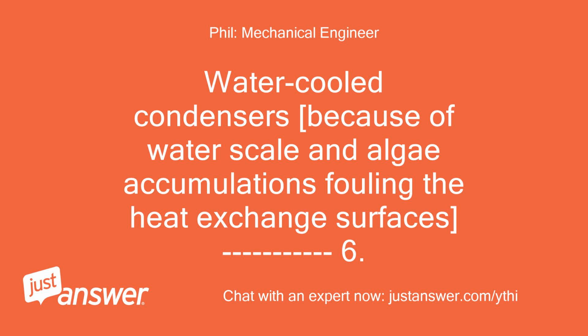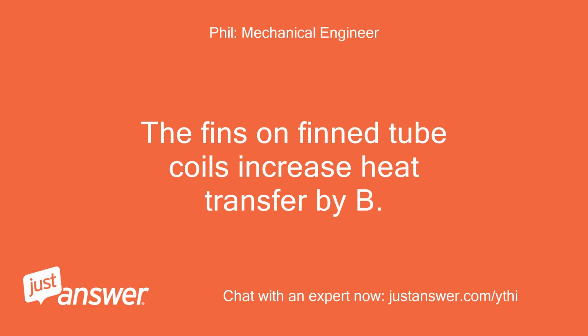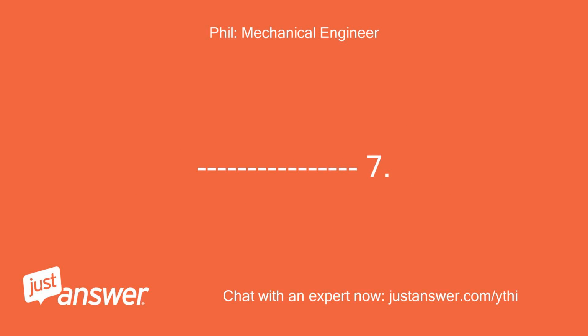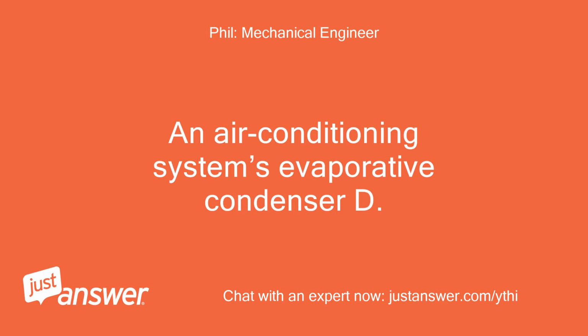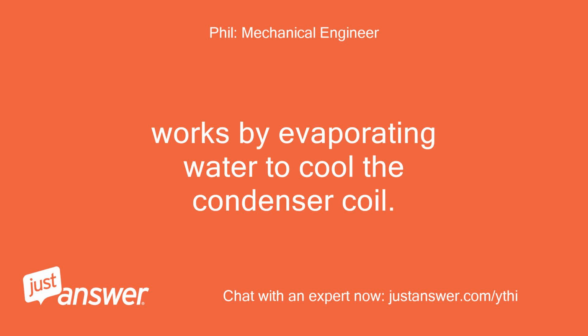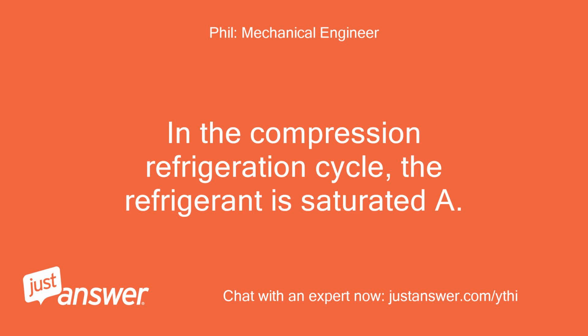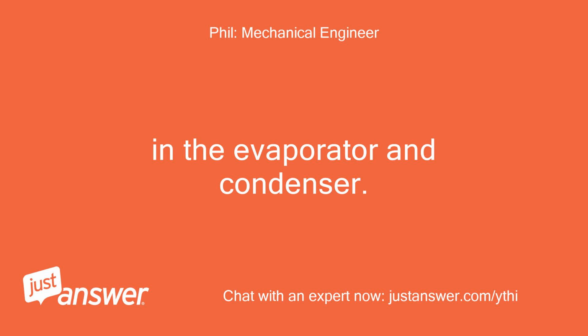6. The fins on fin tube coils increase heat transfer by B. Increasing the surface area exposed to the air. 7. An air conditioning system's evaporative condenser D. Works by evaporating water to cool the condenser coil. 8. In the compression refrigeration cycle, the refrigerant is saturated A. In the evaporator and condenser.